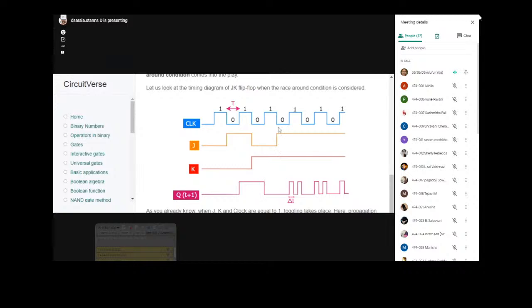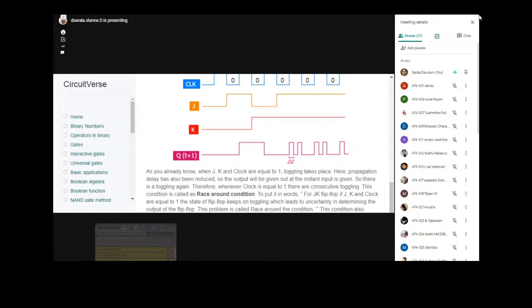Now once again, this is the delay. Though J is going high, this is not going high. Where will it go high? It is remaining high. So we expect the entire thing to be high, but for small intervals of time it is still going low. So J and K are both equal to 1.